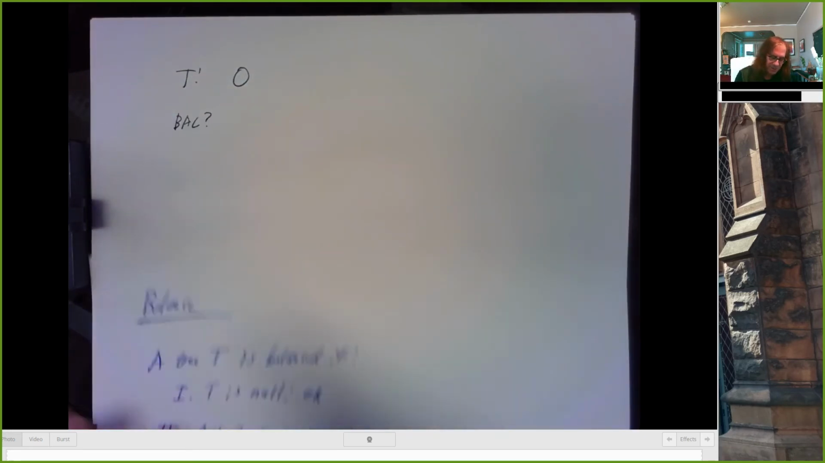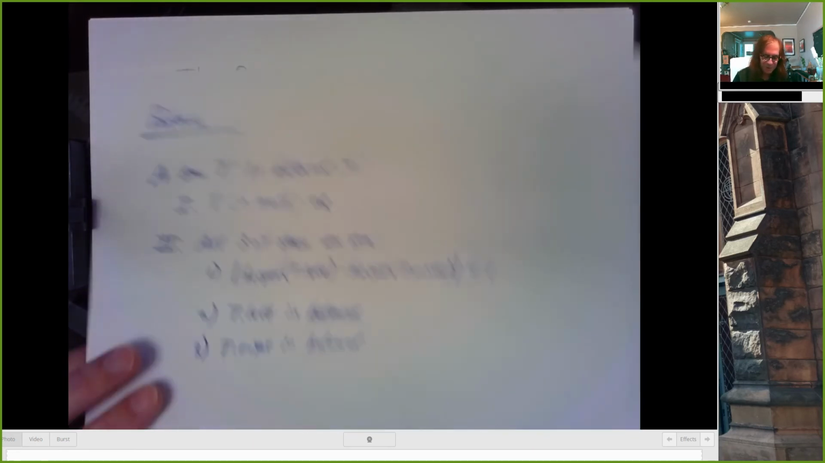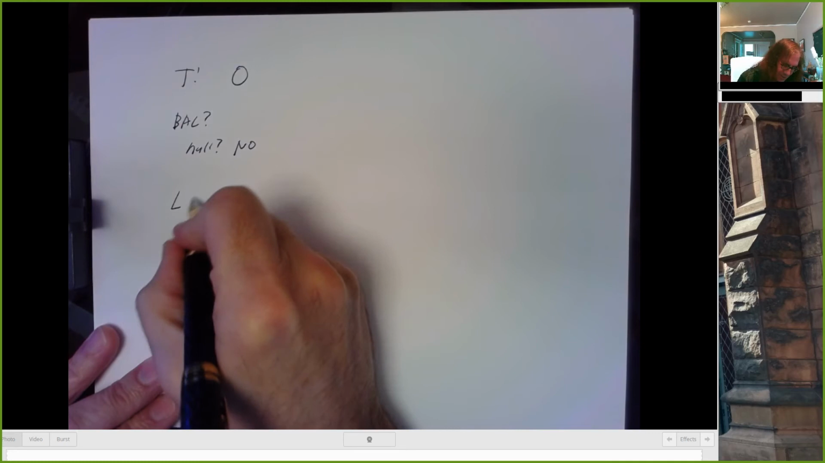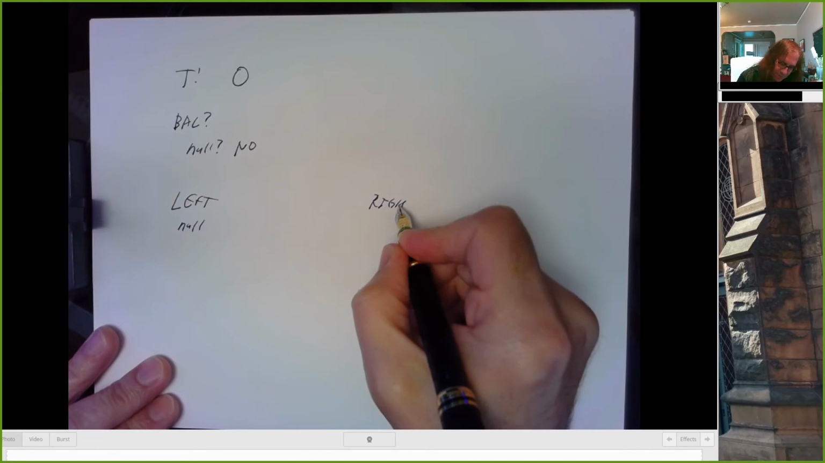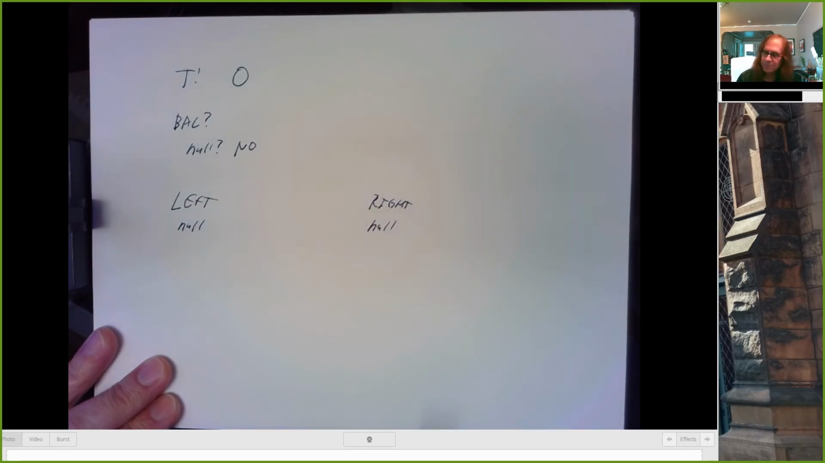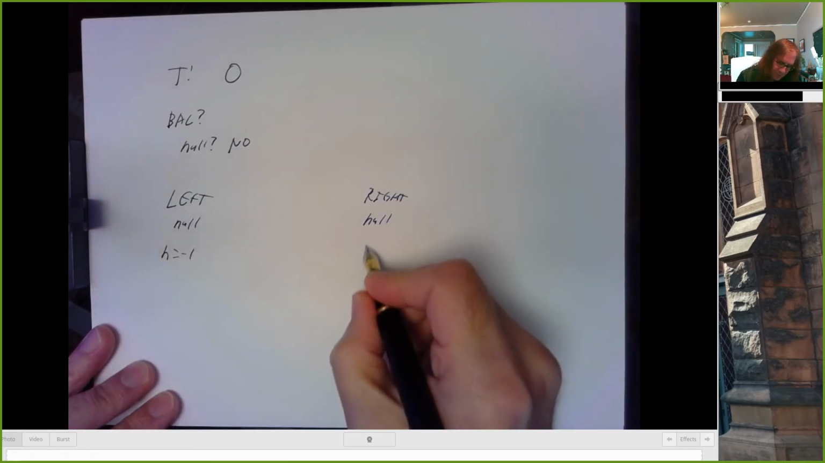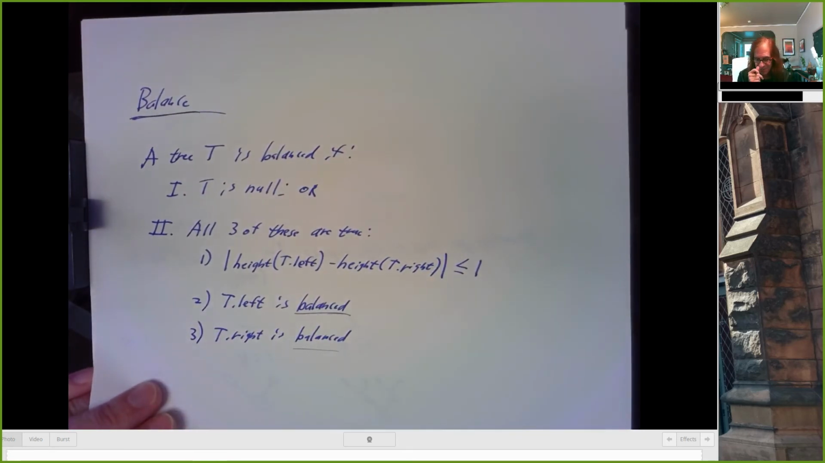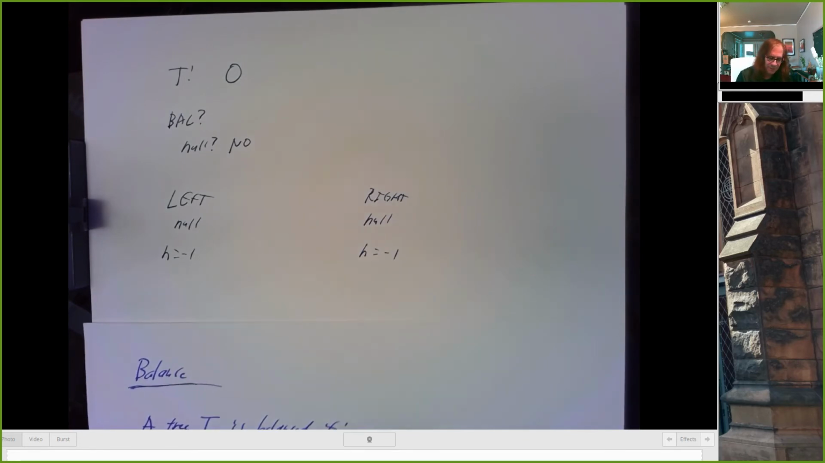Well, let's see. Is it null? Nope. Okay, well then I need to look at its left and right subtrees. So the left subtree is null, and the right subtree is null. So the height of this is -1, the height of this is -1. -1 minus -1 is 0, the absolute value of 0. The heights are the same, so they're within 1 of each other. So condition 1 is satisfied.